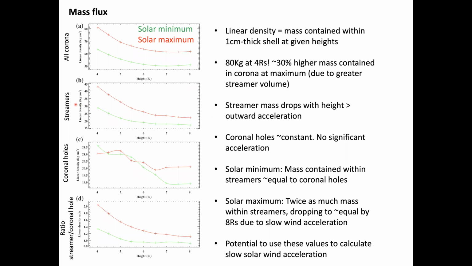If we look at the second plot down, it shows streamers, so we're isolating the streamers from the coronal holes. What we notice is a drop in this mass over height, whereas coronal holes have more or less a similar mass at each height. And what this means, of course, is that the slow solar wind within streamers is accelerating at these heights, whereas in the coronal hole, the fast solar wind has already reached its nominal outflow velocity.